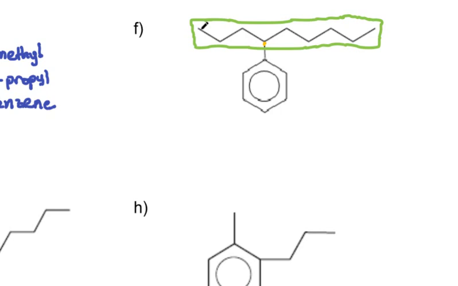So we're going to think of this thing as 1, 2, 3, 4, 5, 6, 7. 1, 2, 3, 4, 5, 6, 7, 8, 9. Sorry, counting is hard. This in green is nonane. And on carbon number 4, it has a benzene attached to it. Now, when methane's attached to something, we call it a methyl group. When ethane's attached, we call it an ethyl group. Propane becomes a propyl group.